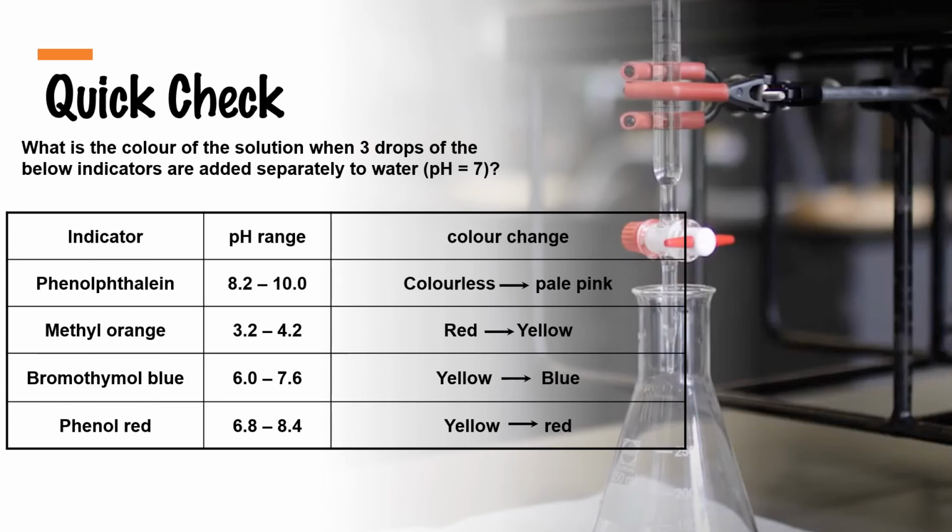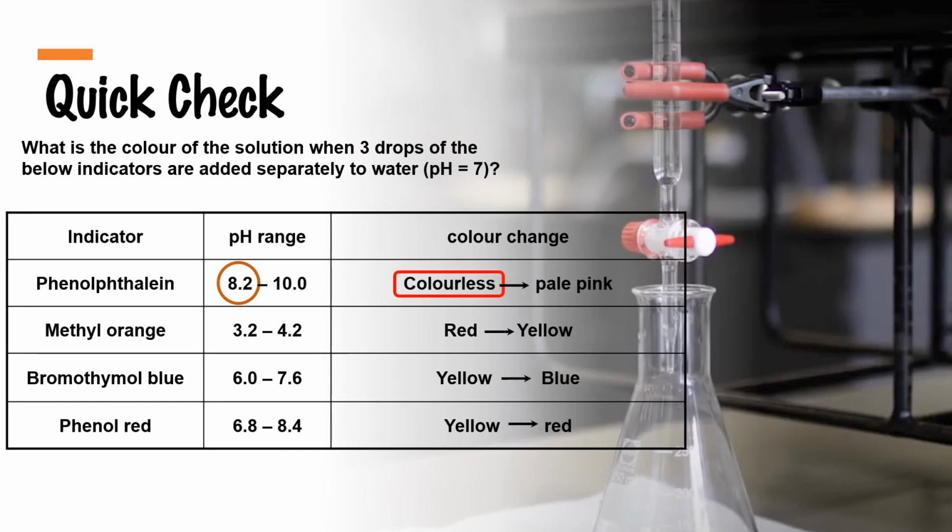For the first indicator, which is phenolphthalein, the color change is from colorless to pale pink. Since the pH of water is 7, which is less than 8.2, the color of water when 3 drops of phenolphthalein is added will be colorless.